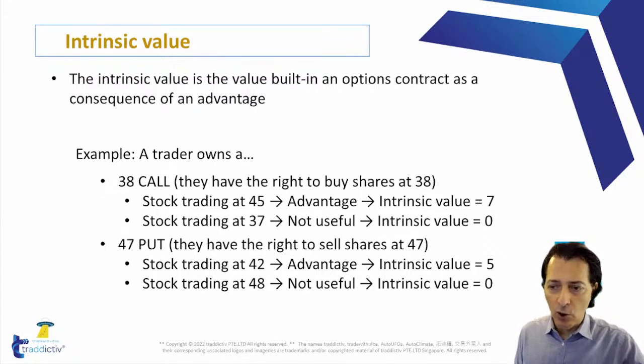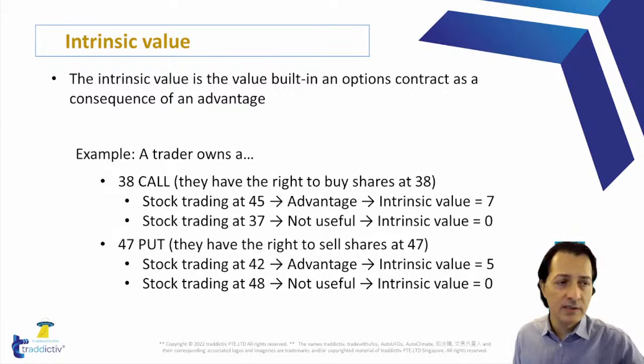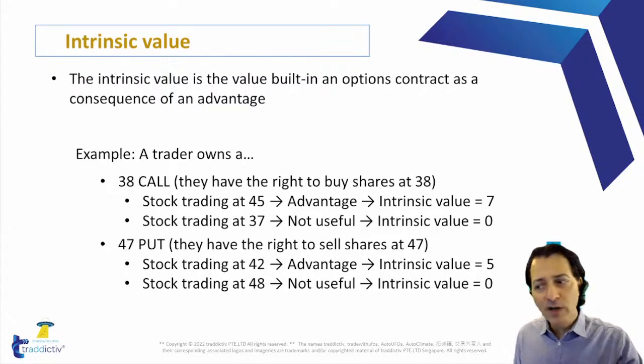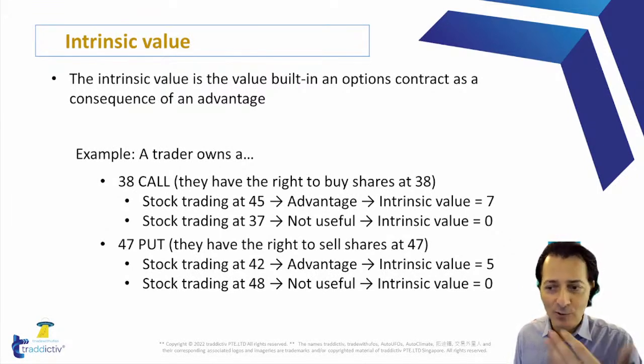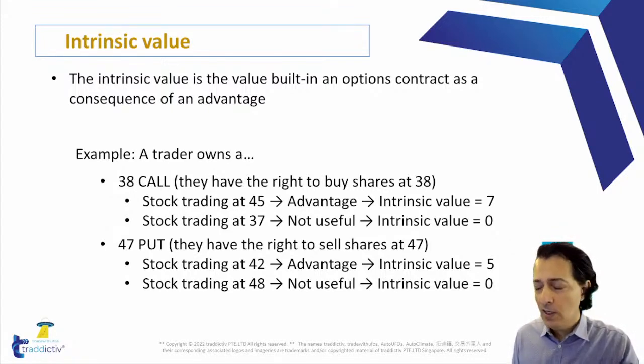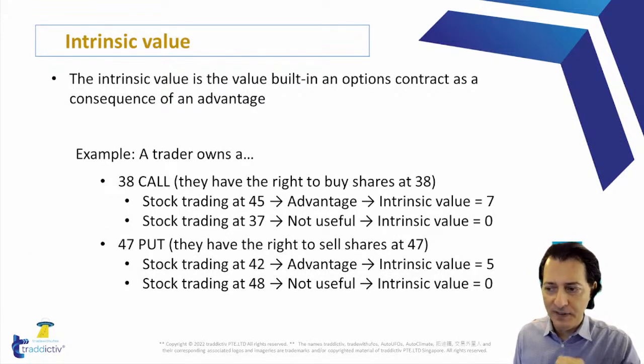So you own the 38 call. If the stock is trading at 45, you have an advantage of $7. Therefore, the intrinsic value is 7, right? And then we'll also have extrinsic value, which can also be seen as time value because the option hasn't expired yet. So you would have to pay more than 7 for that option. But right now we are only dealing with intrinsic. So intrinsic would be 7.